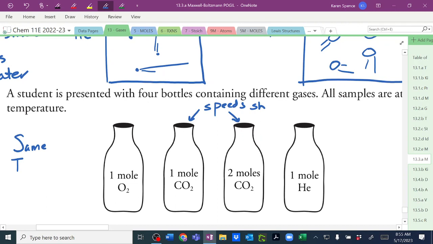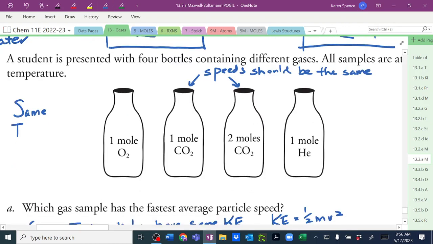True, but we're looking at the speed per molecule, I believe. I'm going to go home and think about that just to be sure, but I believe the speeds should be the same. I know this one weighs twice as much, but each particle weighs the same amount. So I'm going to go home and think about it and I'll get back to you. Does that sound okay? Okay, cool.